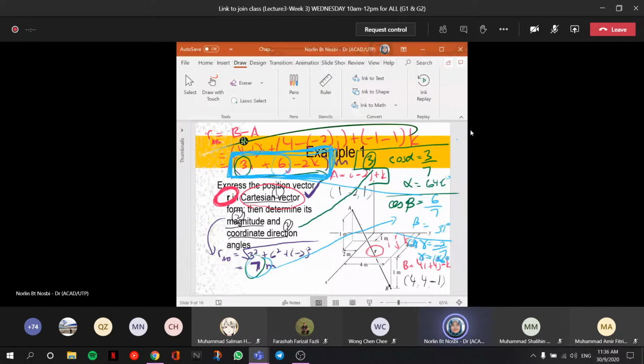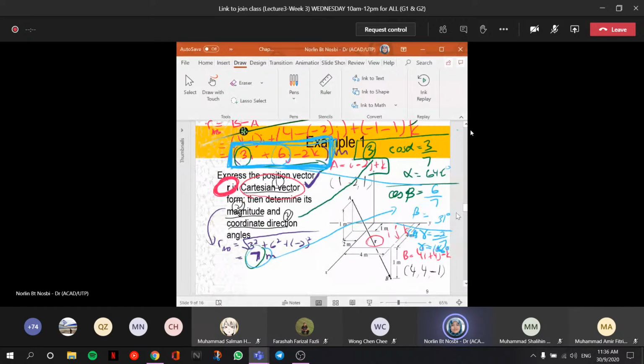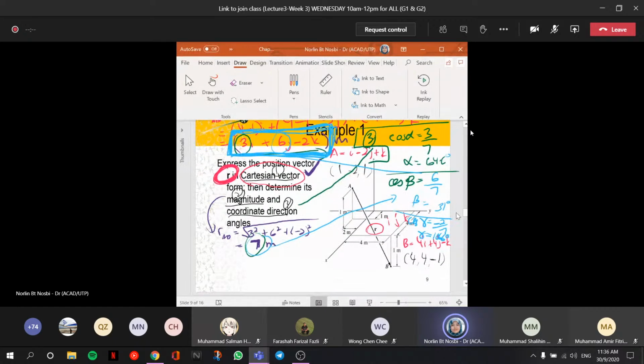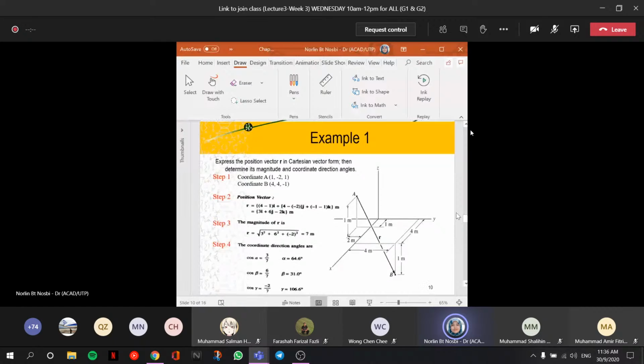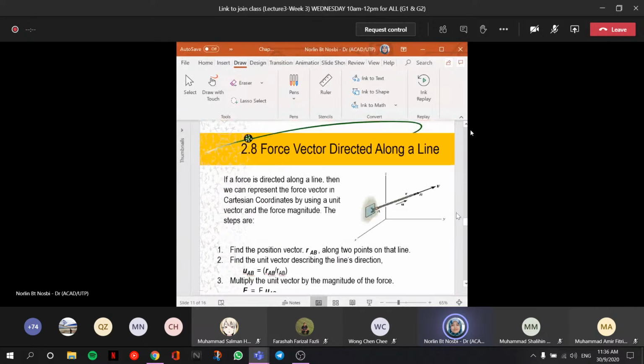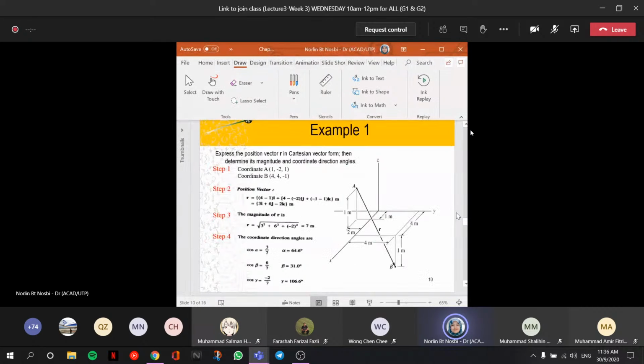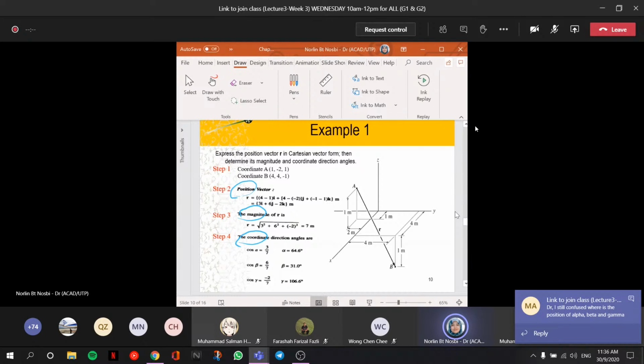Okay, now let us look at the next slide. You can look back at how I solved the question just now. You need to find the position vector, the magnitude, and then the coordinate direction.